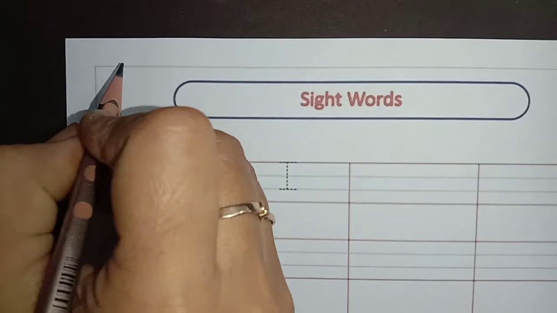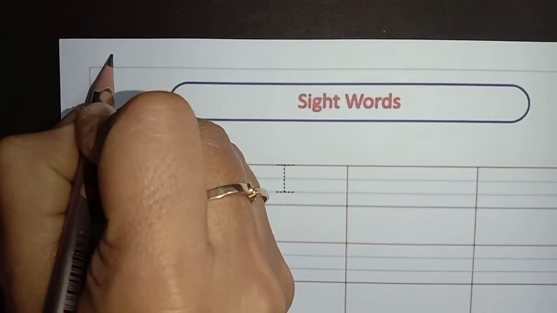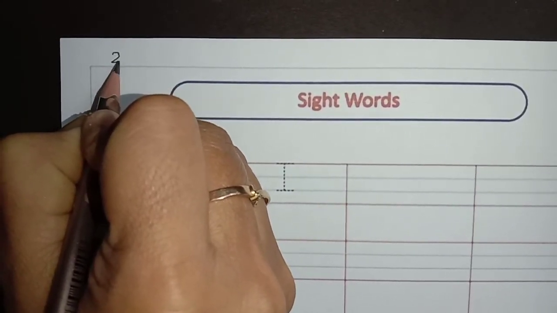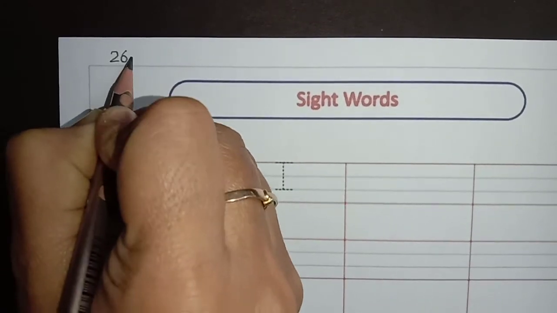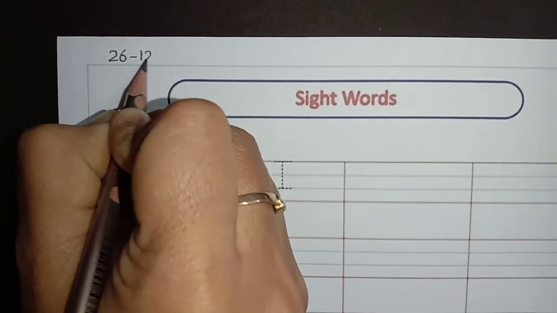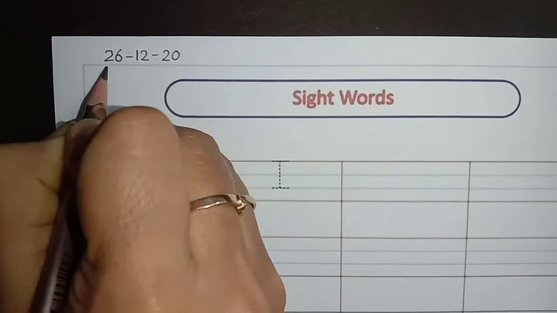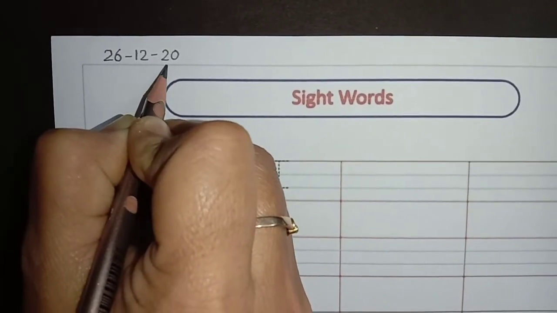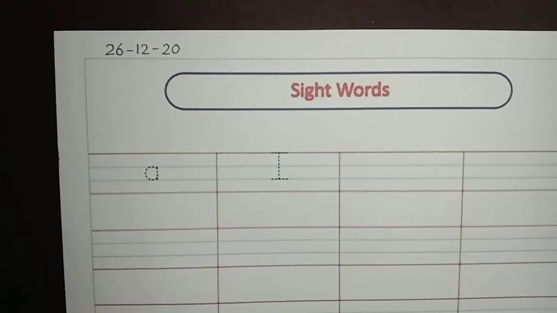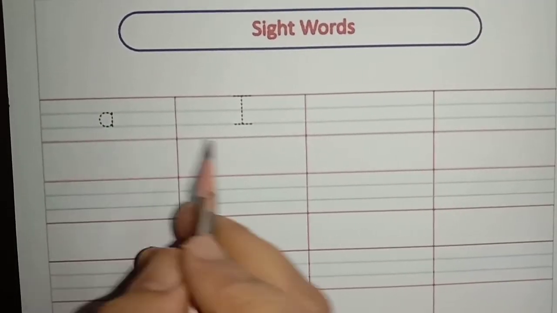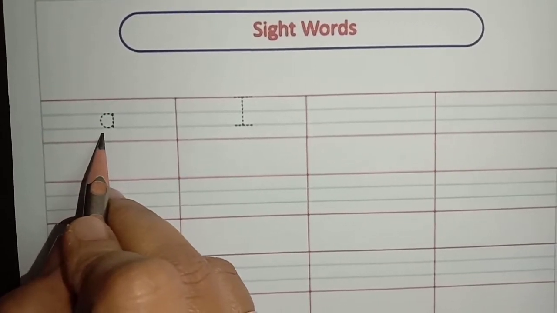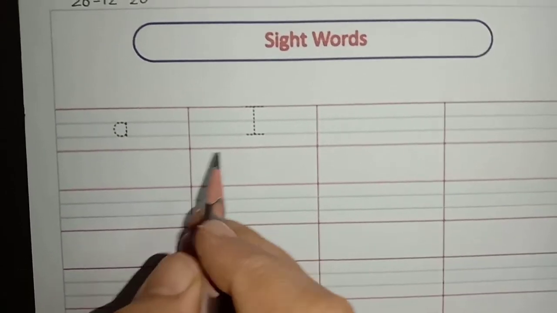Now kids, we will write page number 86 in our English classwork book. Kids, again we will write today's date. That is 26-12-2020, 26th December 2020. This page we will write these two sight words A and I.